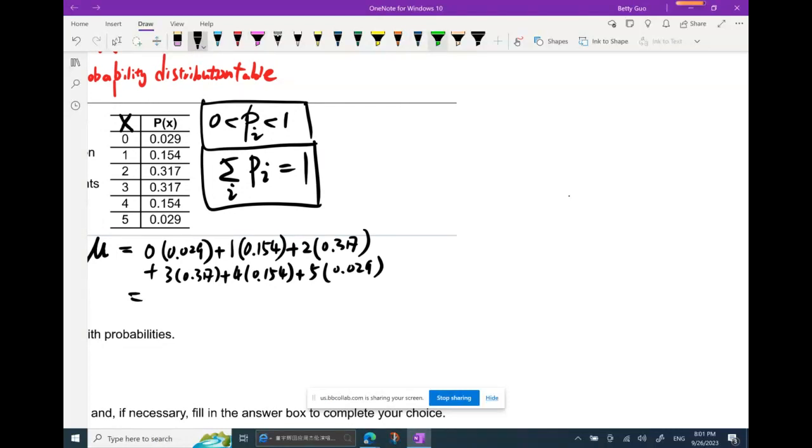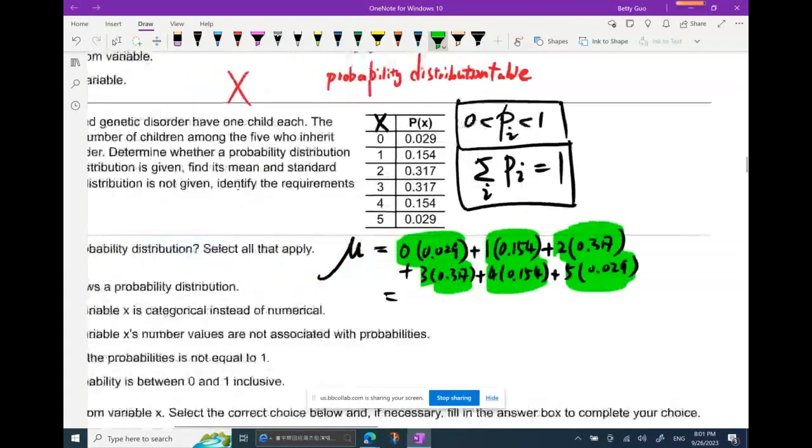Remember the correct order of operations. We must find those products first, okay? Find those products first, and then add those products together. And the value would be the mean, the mu that we are looking for.